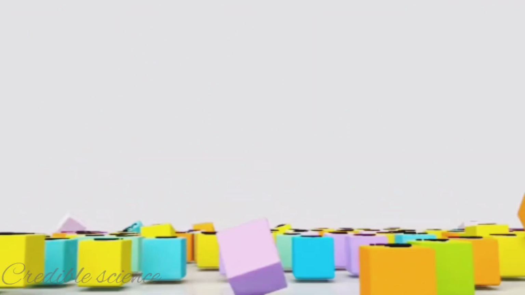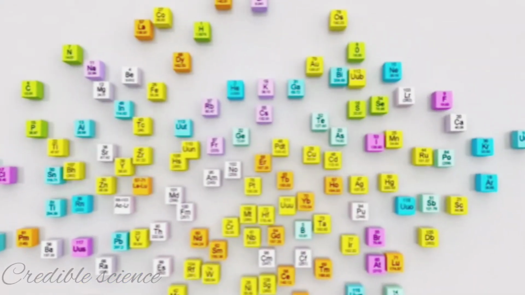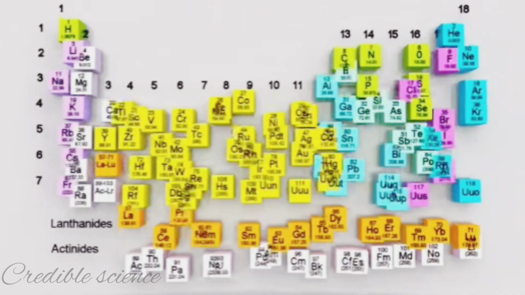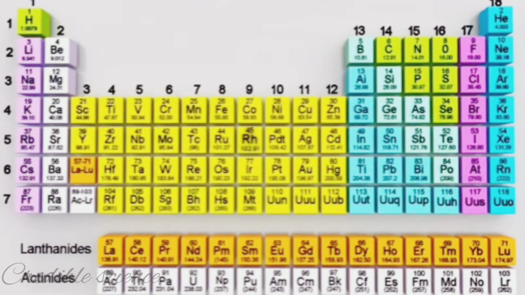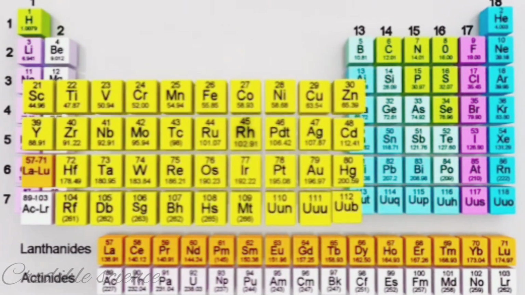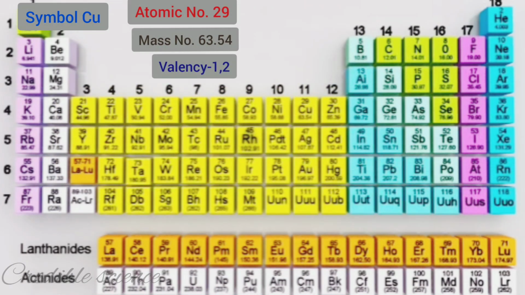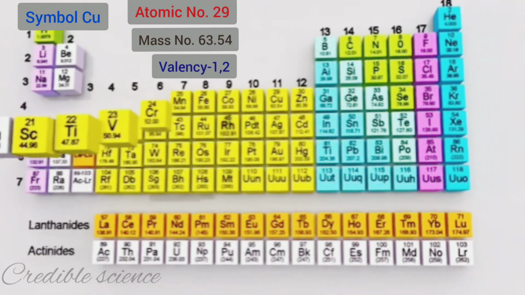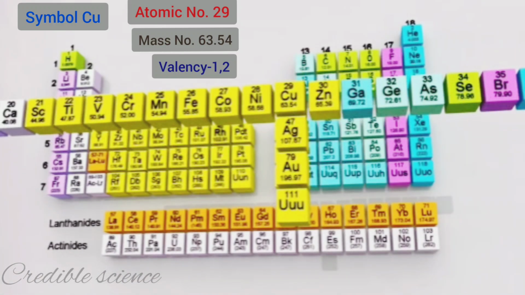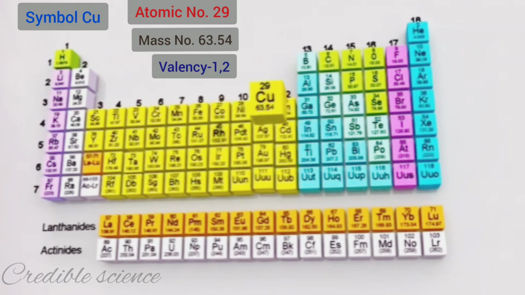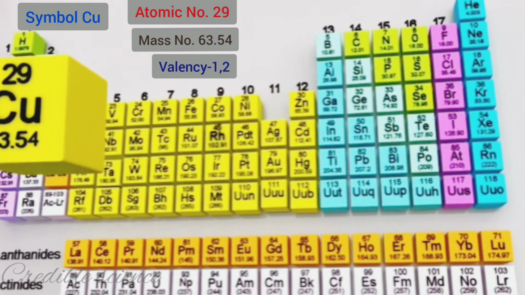Now let us understand the position of copper in the periodic table. Copper is found in the 11th group in the 4th period as Cu. Its symbol is Cu because it is called cuprum. Its atomic number is 29, mass number 63.54, and its valency being 1 and 2.